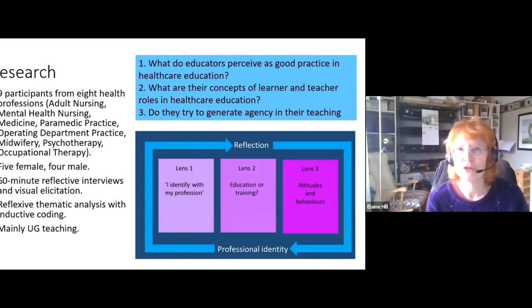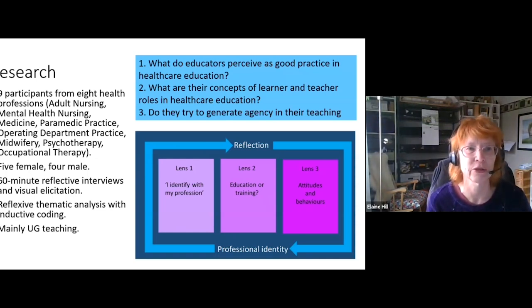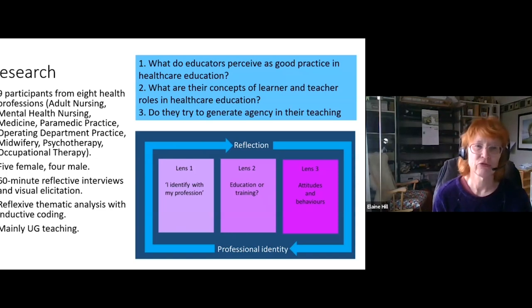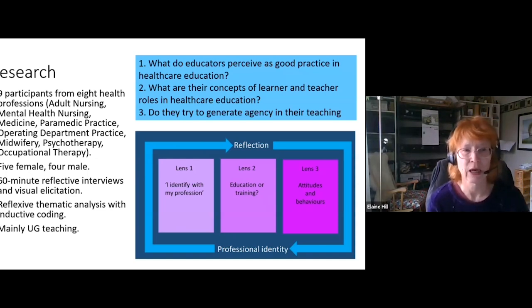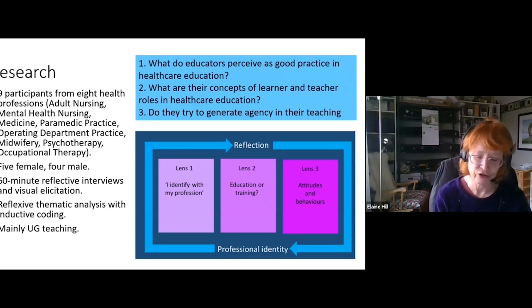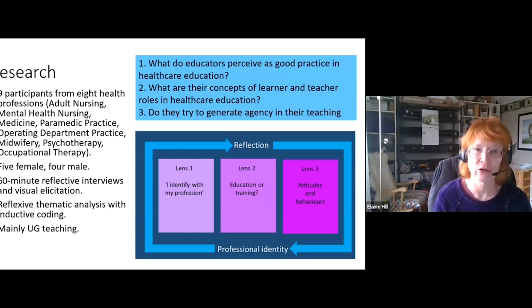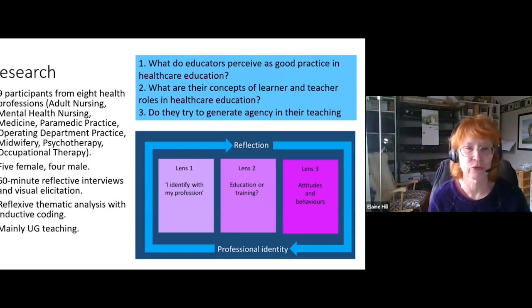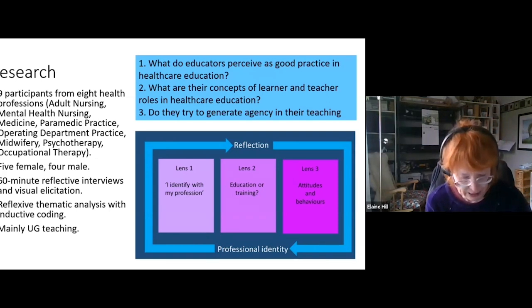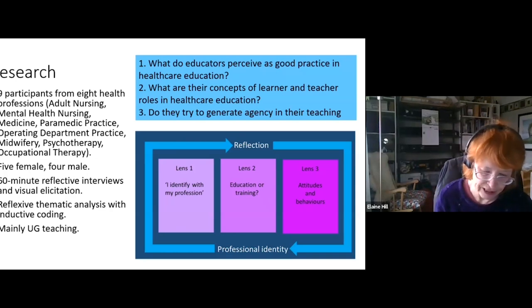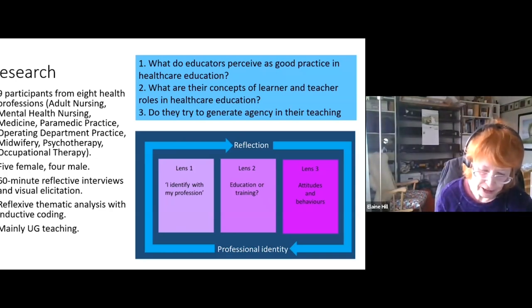There were 3 questions that I wanted to answer with the interviews, which I've listed on the top of the slide as well. I had roughly half and half, male and female, 60-minute interviews with a visual elicitation. I asked them to bring along a picture that represented good teaching for them. That was the point from which we generated the interview, and it got us into discussion in quite a nice way.